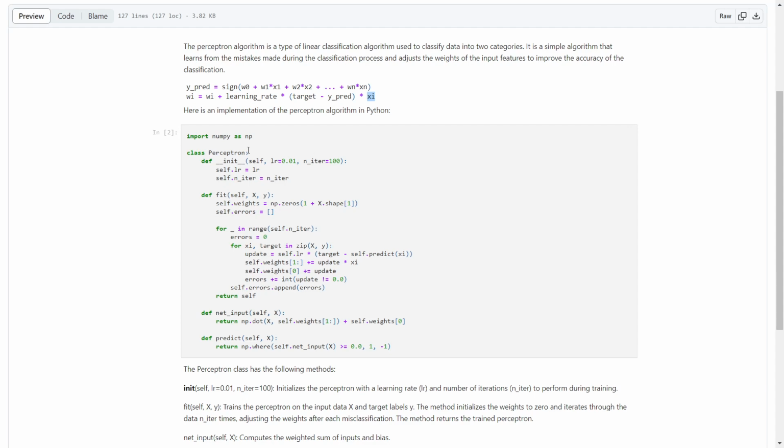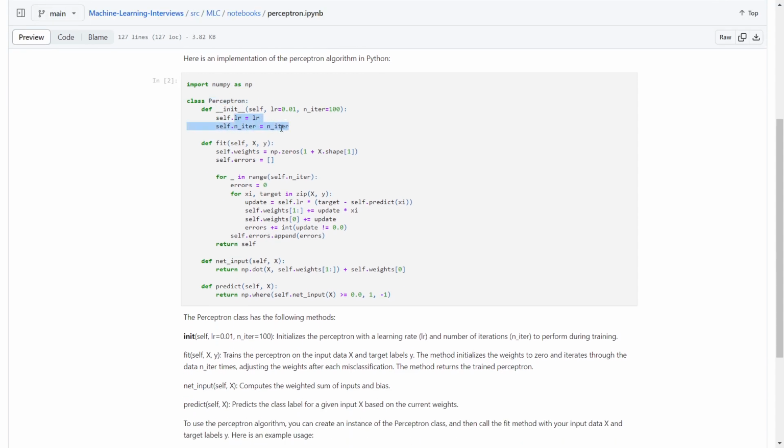So let's start understanding how the coding implementation of this perceptron works. We are making a perceptron class in which we are initializing the learning rate and number of iterations. We will keep on updating the weights until either we converge or we reach the number of iterations, which in this case is 100. We define a fit function in which the initial weights are 0 and we do not have any errors in the beginning. Then we run the loop for the number of iterations, that is equal to 100.